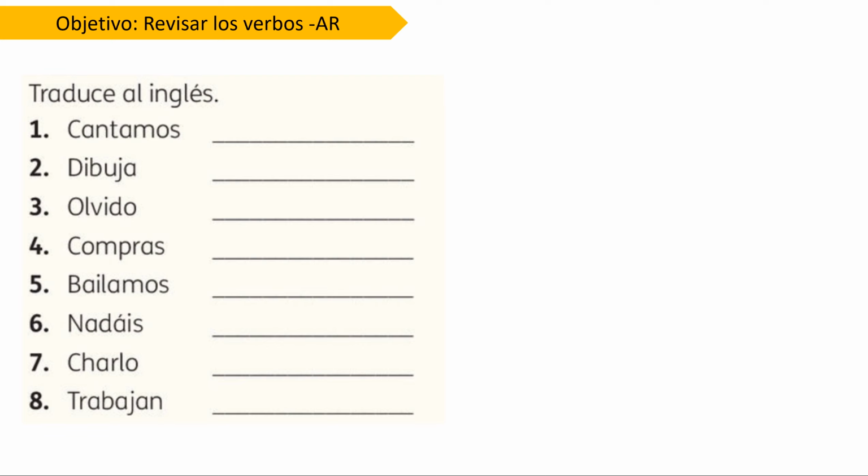Next one, pause the video and take a few minutes to work your way through these and to write them into English. So starting off with cantar. Cantar is the verb to sing. And who is doing the action? Well, the ending is amos, so that is we sing. Dibuja, or dibujar, is the verb to draw. Who is doing the action? It ends with a, so it's he or she. The next one, olvidar, is to forget. Who is doing the action? It's o, so it's I forget.